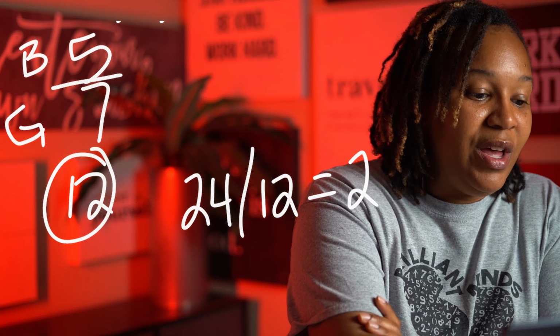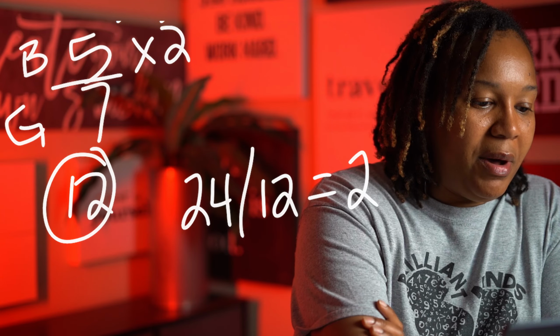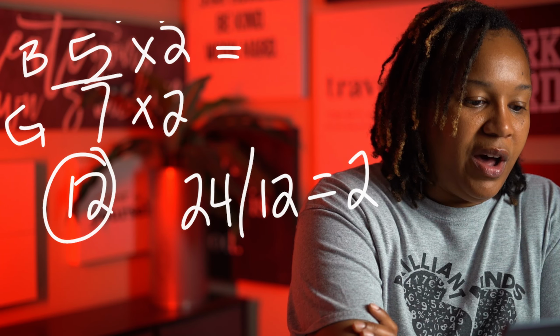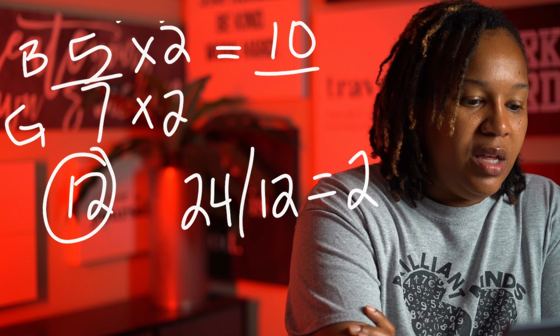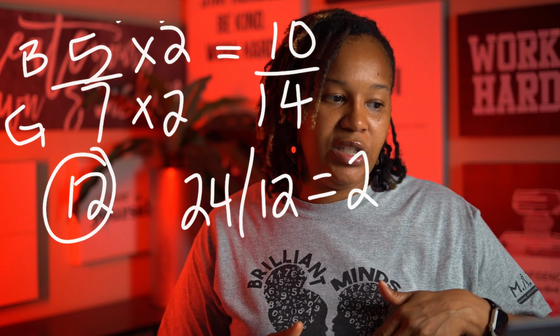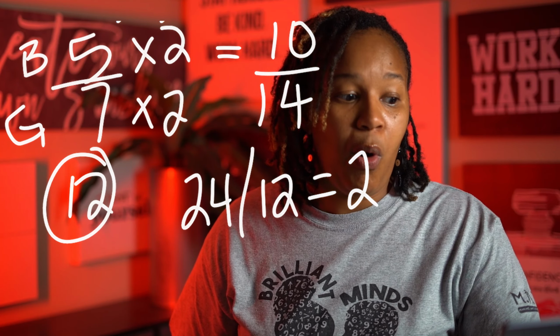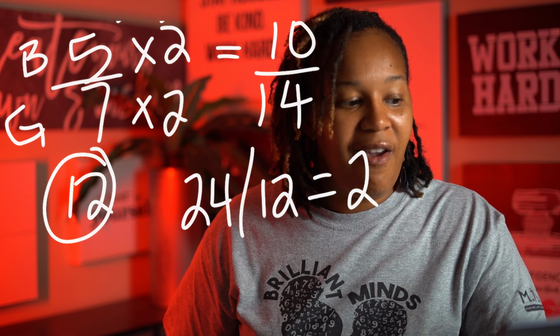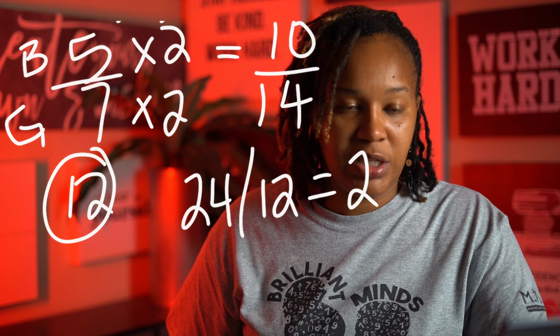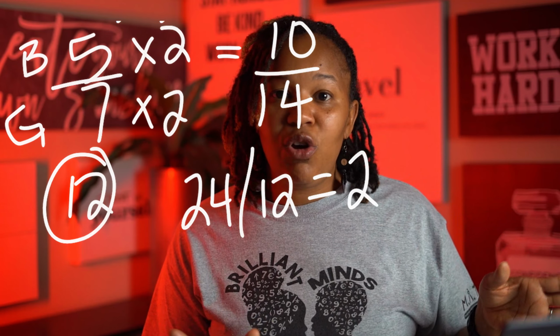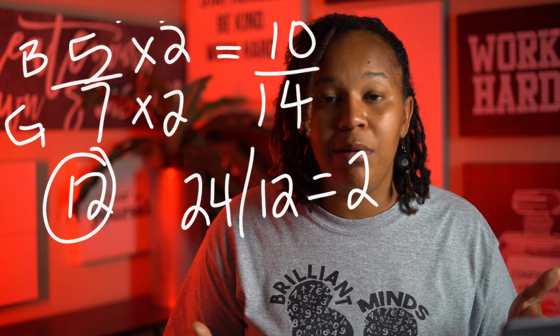Now what I need to do is multiply the top and bottom by 2. 5 times 2 is 10. 7 times 2 is 14. What that means is if there are 24 students, then 10 of those students are boys because that's what's in the top, and 14 of those students are girls because that's what's in the bottom. These are a few examples of some ratio problems. Ratio is just comparing one value to another. You would set it up, and depending on what it's asking will depend on how you solve it.